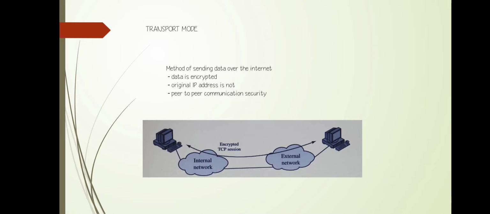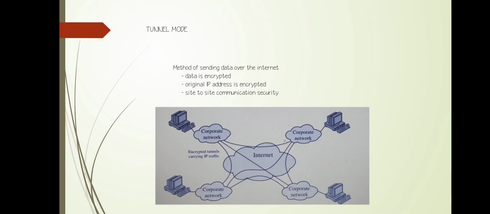Transport mode provides peer-to-peer communication security, whereas the tunnel mode can be defined as the method of sending data over the internet where the actual data along with original IP address both are encrypted. Tunnel mode provides side-to-side communication security. This is the diagram of tunnel modes.